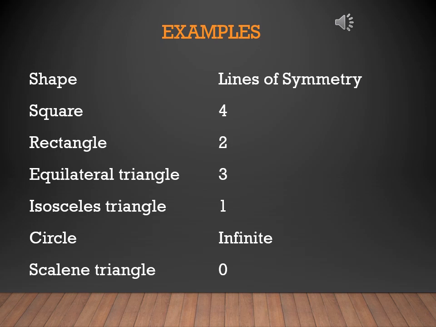Here are some examples of lines of symmetry. A square has four lines of symmetry. A rectangle has two lines of symmetry. An equilateral triangle has three lines of symmetry. An isosceles triangle has one line of symmetry. The circle has infinite lines of symmetry, but a scalene triangle has no lines of symmetry. Isn't it interesting?